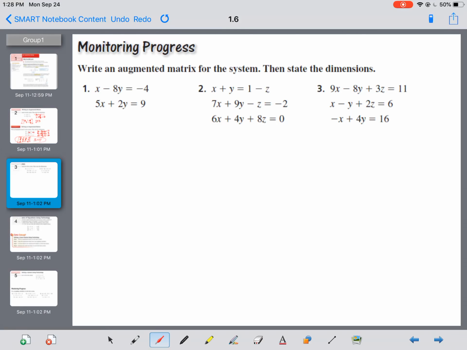All right, here's some practice problems for you. Go ahead and push pause, give these a try, write the augmented matrix and state the dimensions, and unpause, and you can see me work the answers. Okay, here we go.